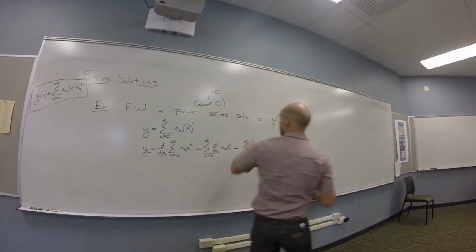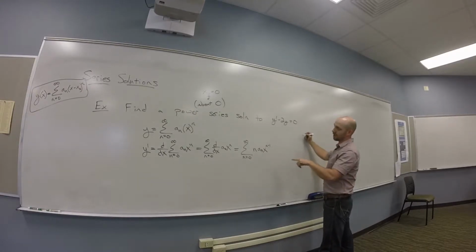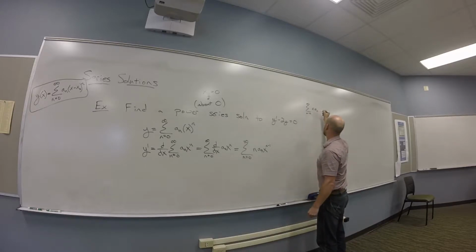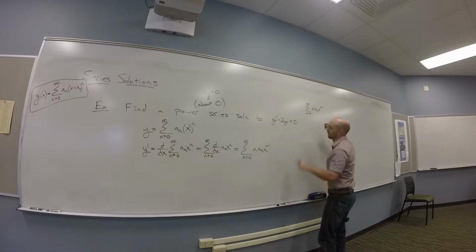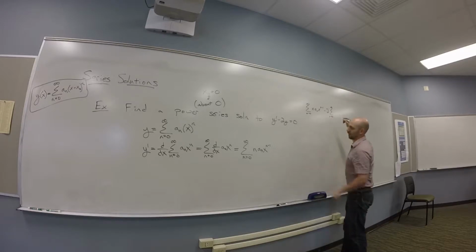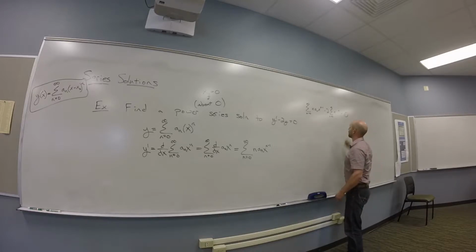So over here, you take your bits, plug them together. So I think I got the sum from n is 0 to infinity of n a_n x to the n minus 1 minus 2 times the sum from n is 0 to infinity of, what goes here? a_n x to the n. a_n x to the n, and this is supposed to equal 0.